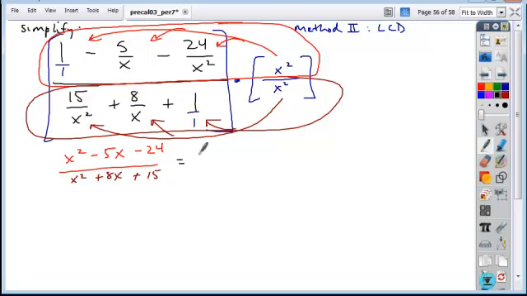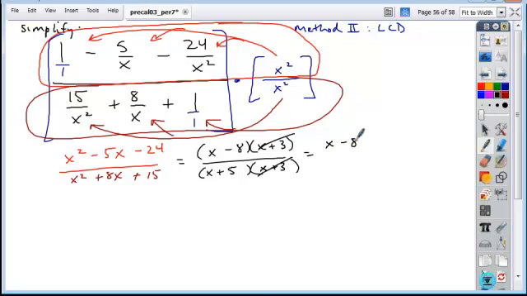So I'm going to factor everything. So x minus 8, x plus 3, factor the denominator, x plus 5, x plus 3, cancel common factors, and I get my answer, x minus 8 over x plus 5. Okay, now, I happen to see in this that x can't be a negative 3.